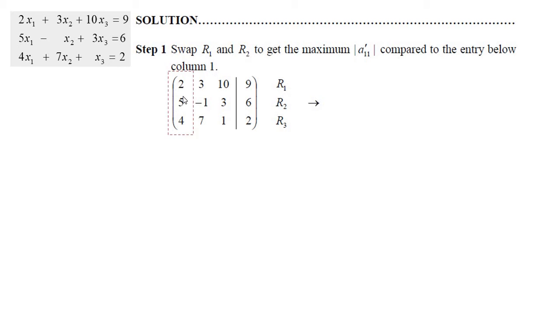So, look at our first column here. We need to make sure that A11 is maximum. From this matrix, we can find that for the first column the maximum value is 5. So we will take 5, the whole row, and swap it with our R1. We will swap R2 to R1 and R1 to R2. R3 will remain as it is.